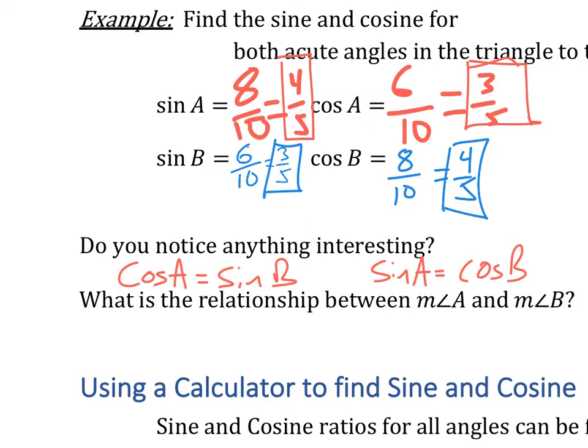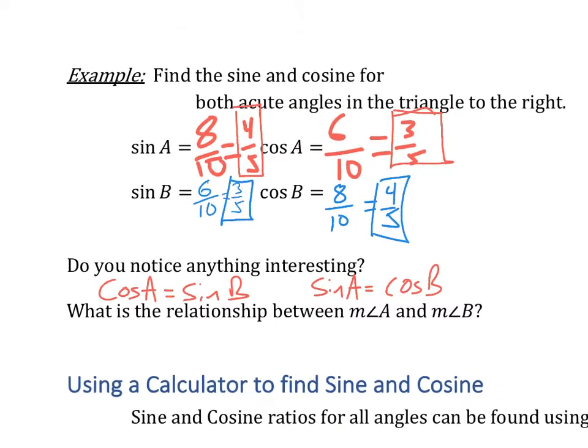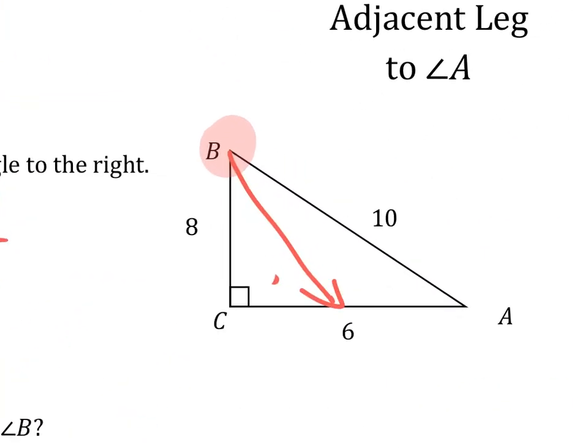Now, look at those two angles. What's interesting about those two angles? Angle A and angle B. What do we know about those two angles? They're different angles. We know they're acute. This guy's 90 degrees, right? So those two are acute angles. And since C is 90 degrees, then these two have to add up to 90. These are complementary. Remember that?